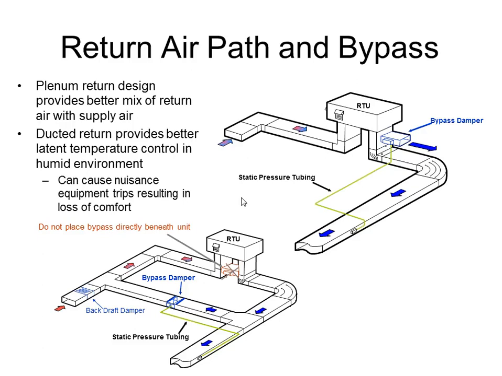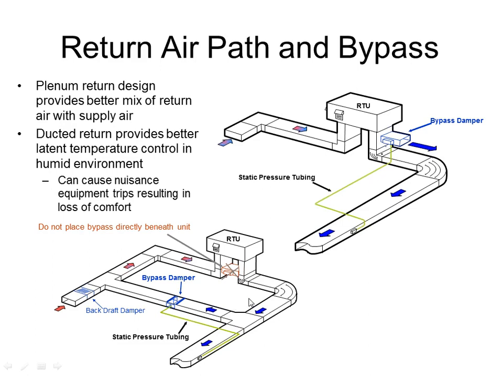So for locations of the bypass, there's two that are shown here. If you look at the top one, we have a plenum return, and the bypass is just discharging air into the plenum, and that air gets to circulate back to the return, back up to the rooftop. And then on this one, we have a ducted return.